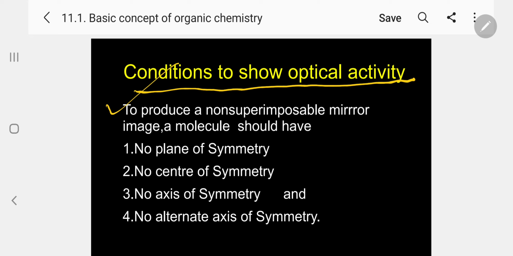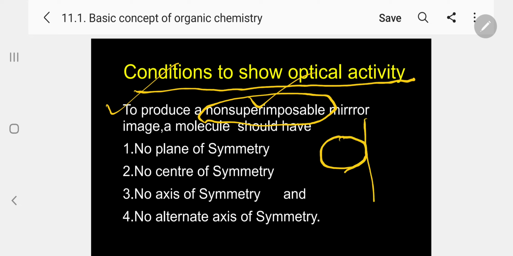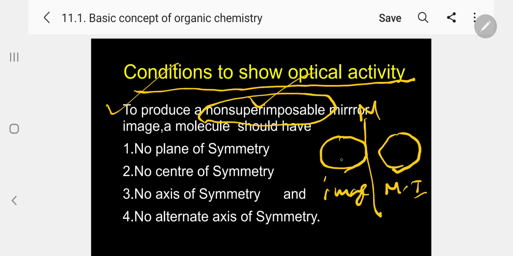To show optical activity, a molecule should produce a non-superimposable mirror image. What is meant by superimposable and non-superimposable? This is the real image, and this is the mirror image. Please follow, they are identical. You can fix one over the other. They are identical, so this is superimposable.